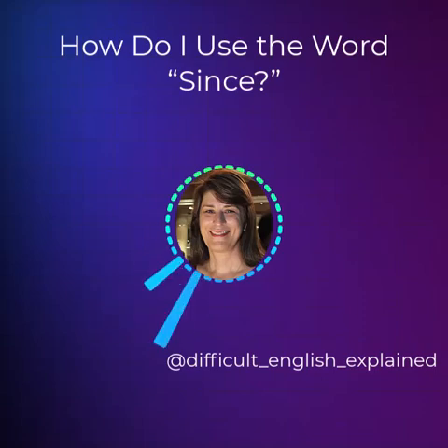Please observe that since marks a point in the past. It can be used for a period of time between one point in the past and now, but it can't be used to show a period of time that ended in the past. You can say, Ms. Jackson has been the principal since 2020. This means that she's still the principal now. If Ms. Jackson retired and is no longer the principal, you must use from and to. For example, Ms. Jackson was the principal from 2020 to 2023.